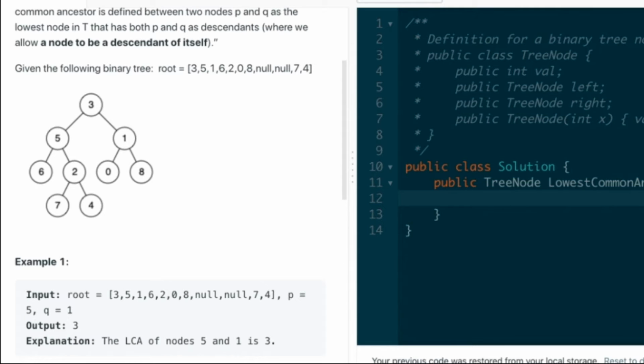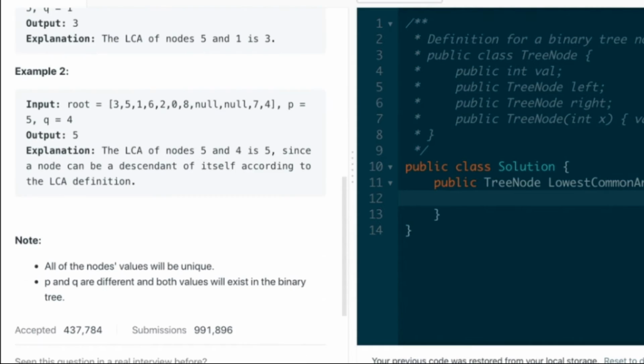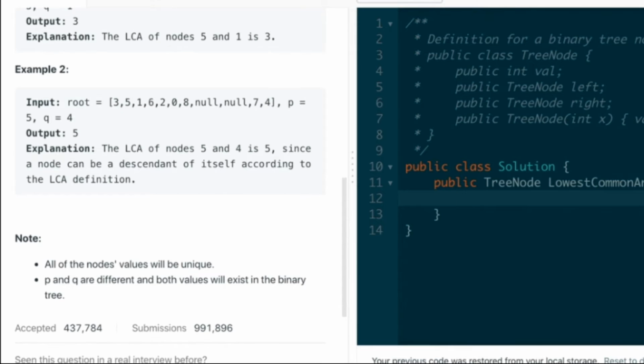It seems to be a little bit confusing. Let's try to write some code and see if this gets more clear. Let's see if we have other information here. So all node values will be unique. P and Q are different and both values will exist in the binary tree.